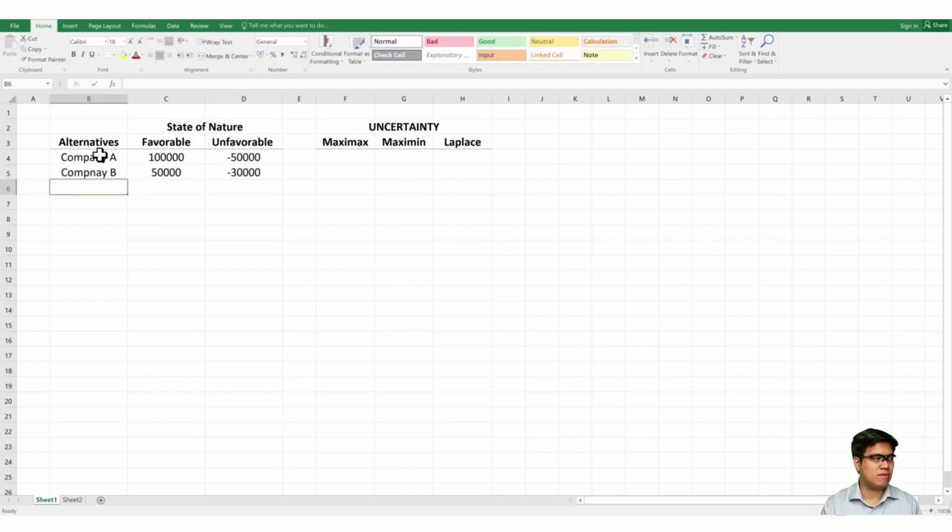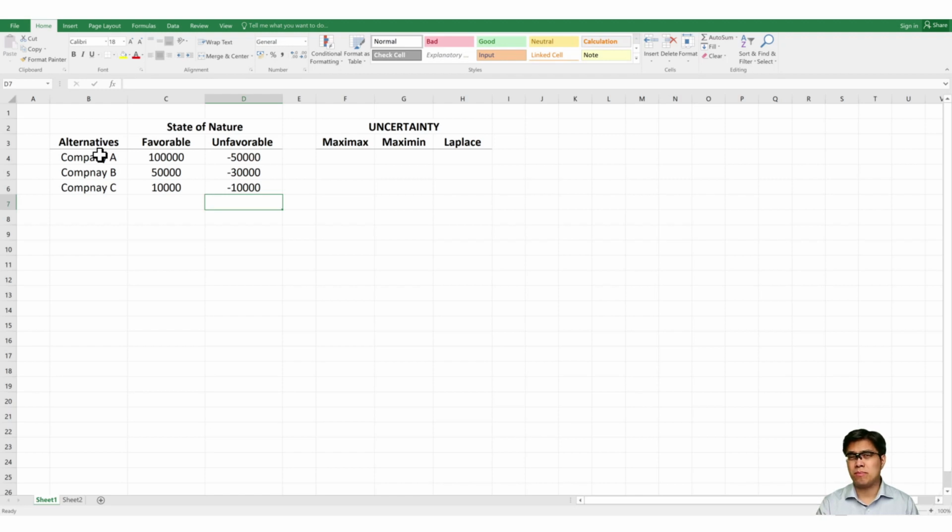And finally, if you invest in company C, if you invest here, you only have a return of 10,000. Then you might lose as much as 10,000 as well. So the question is, which company should you invest in, given the different alternatives and the different states of nature?